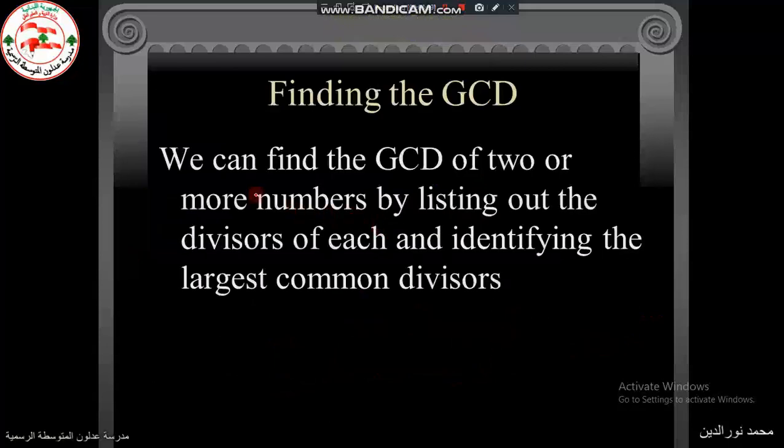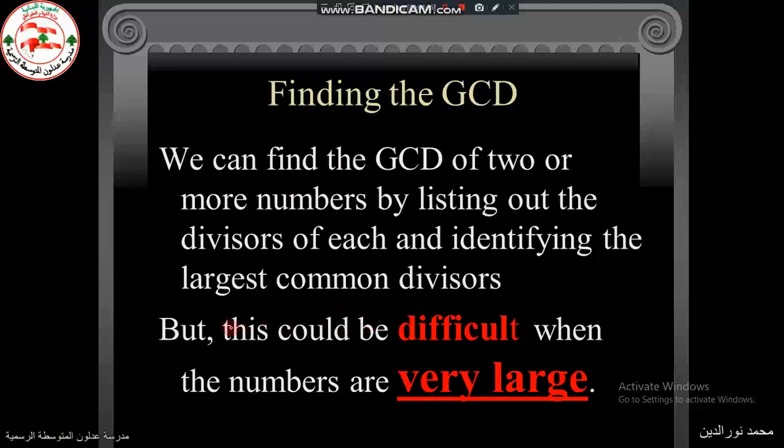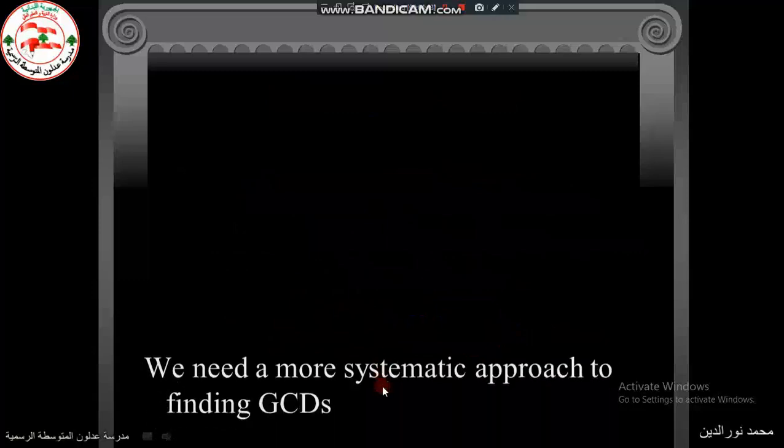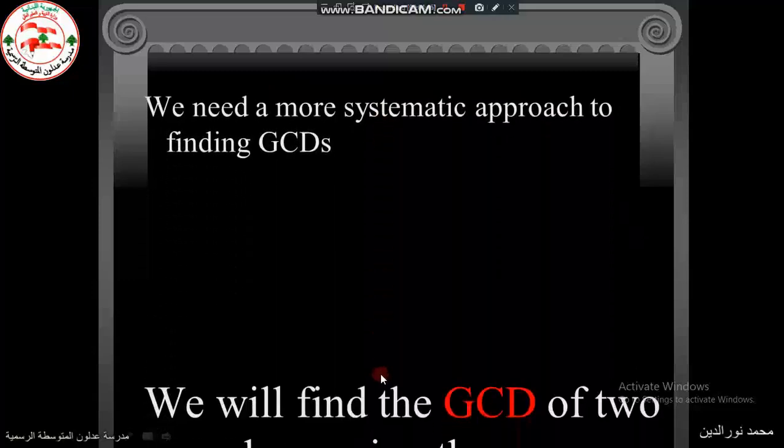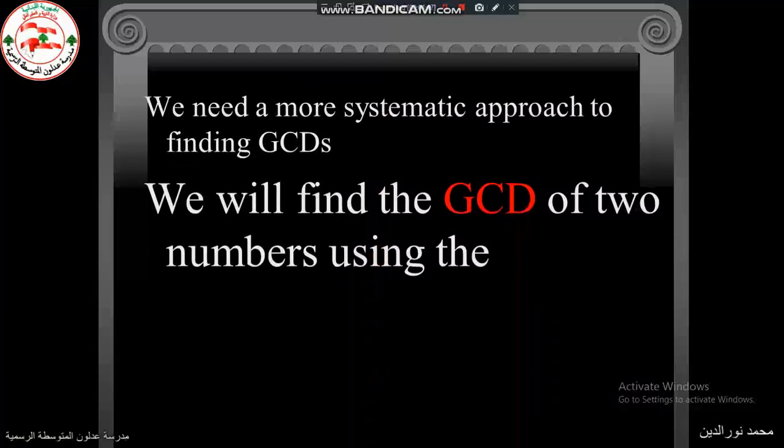Finding GCD. We can find the GCD of two or more numbers by listing out their divisors of each and identifying the largest common divisor. فإذا نفس الطريقة اللي اشتغلناها قبل رح نكتب الديفيزورز لأول عدد وتاني عدد ونقدر أنه نحدد ال common divisor. But this could be very difficult when using large numbers. إذا أنا عم بشتغل على أعداد كبيرة وبدي ألاقي ال GCD كتير صعب لأنه ما رح أقدر أعرف الديفيزورز للأعداد الكبار. تمام؟ so لازم نلاقي طريقة تانية مشان نقدر نلاقي ال GCD.